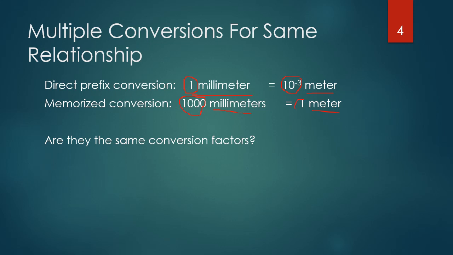equaling 1 meter. It doesn't matter which conversion factor you choose, as long as we are canceling out the units we don't want and keeping the units we do, it will still work out. They are actually the same conversion factor, and that's what this is showing here, that when you put them in fraction form, they are still both going to be equal to 1.